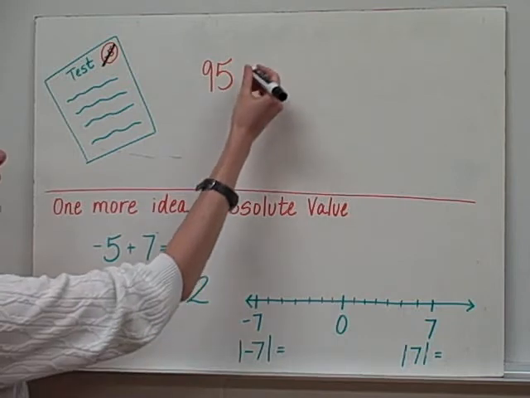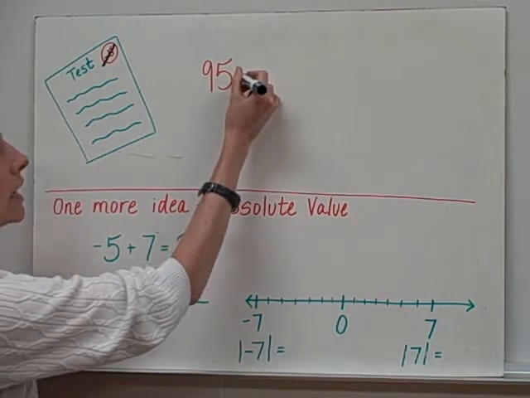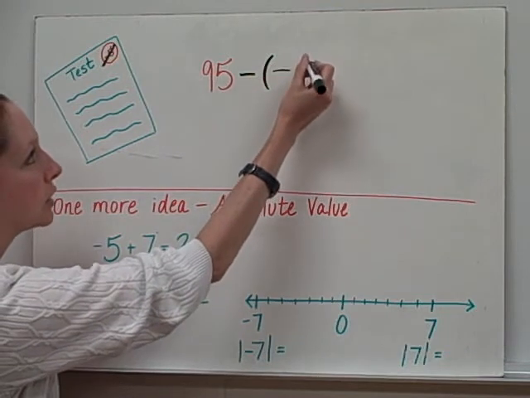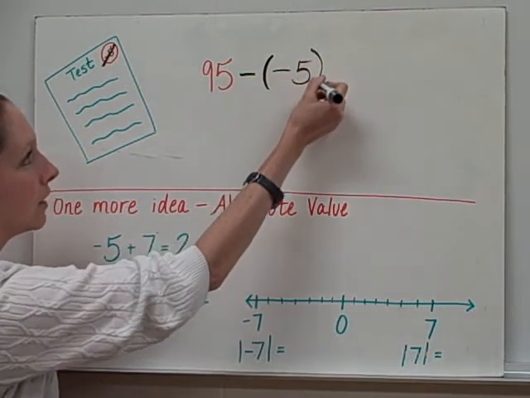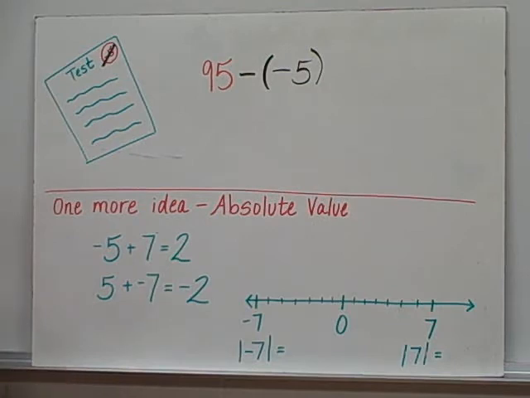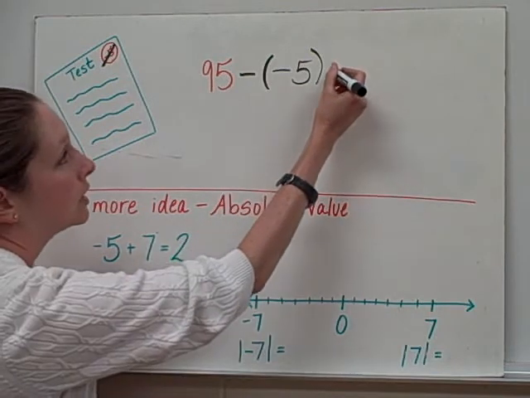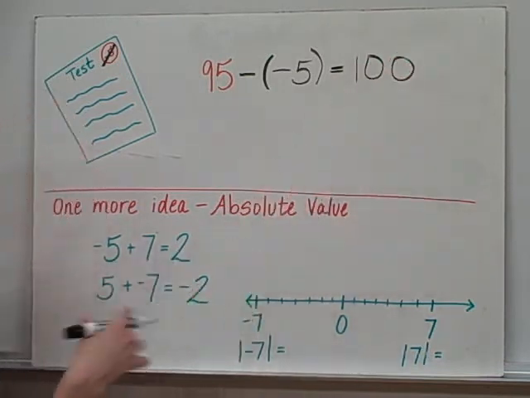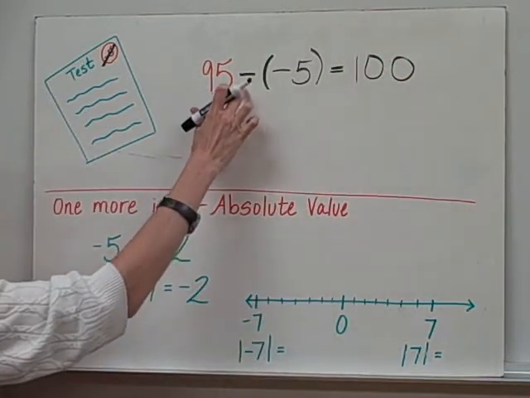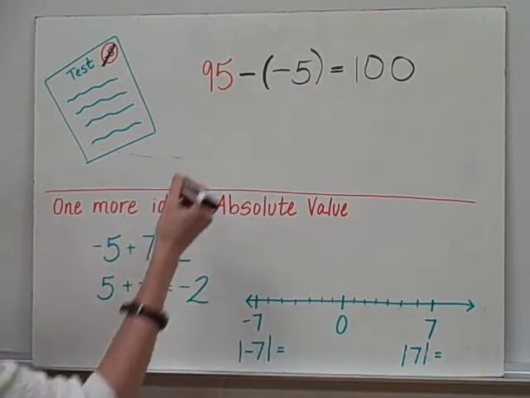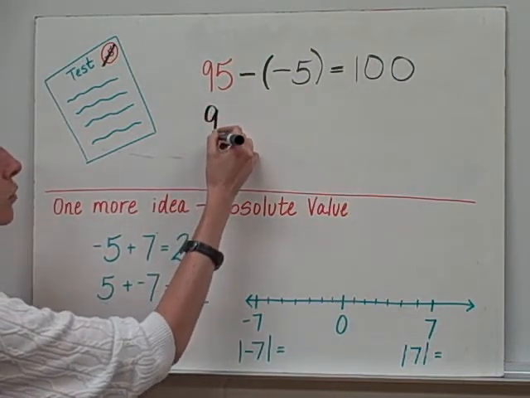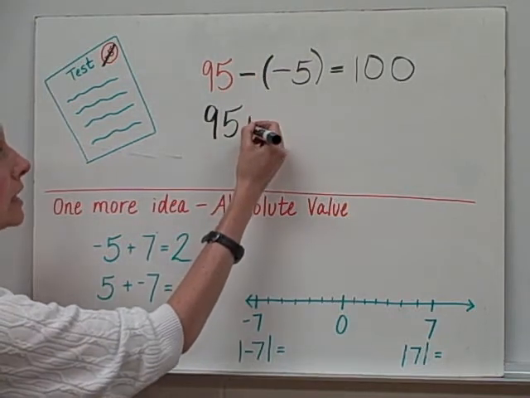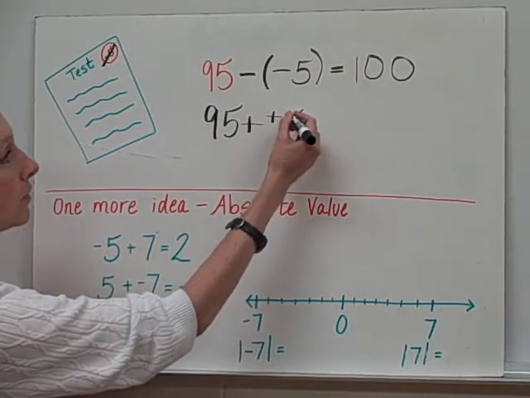So this is what it would look like as a math sentence. 95 minus, or taking away, those minus 5 points. If she takes away those minus 5 points, your score is back at 100. So remember, we've been rewriting our subtraction sentences into addition to make them a little easier for us. That's why subtracting a negative is the same idea as adding a positive.